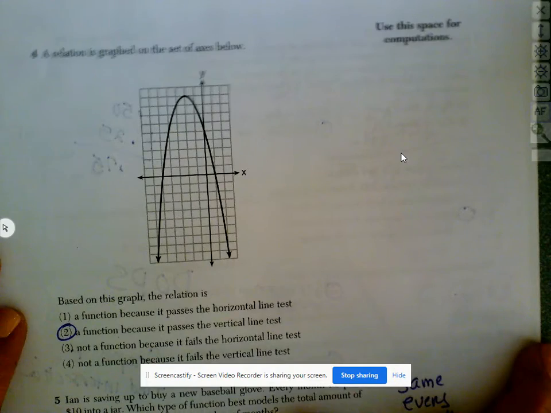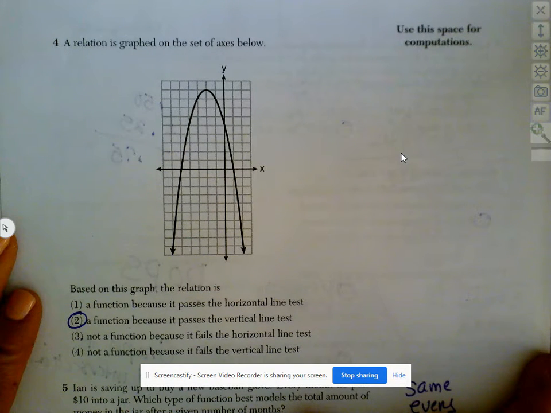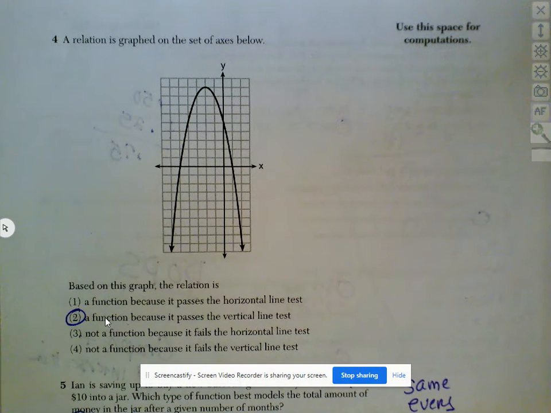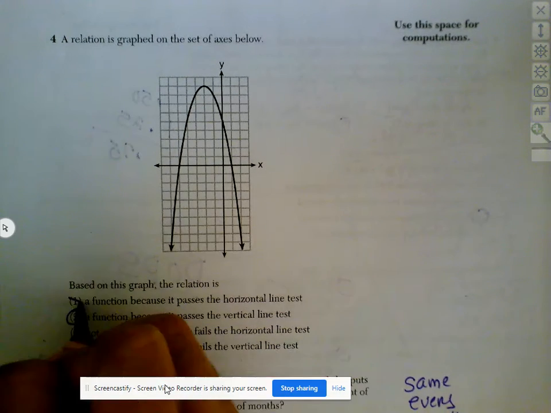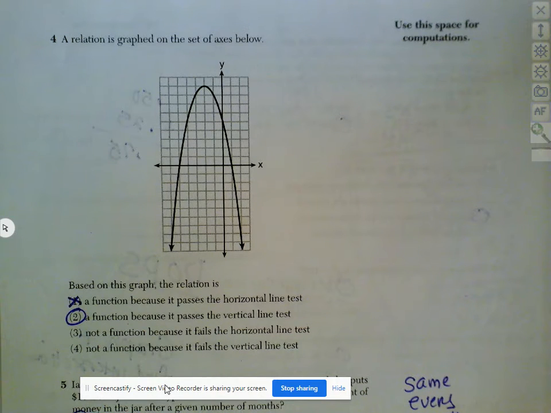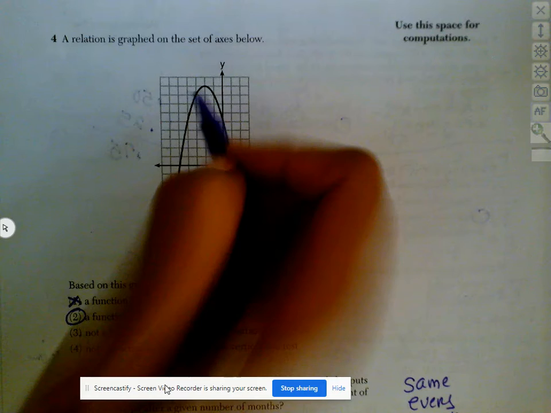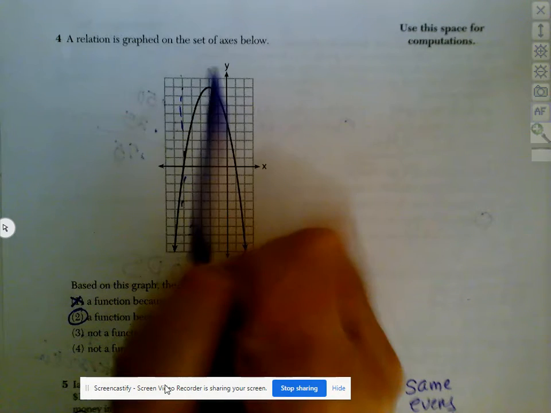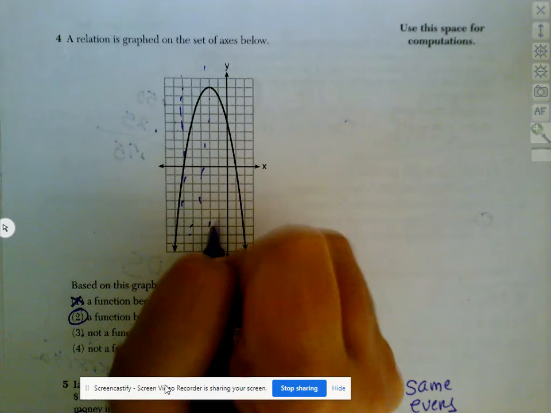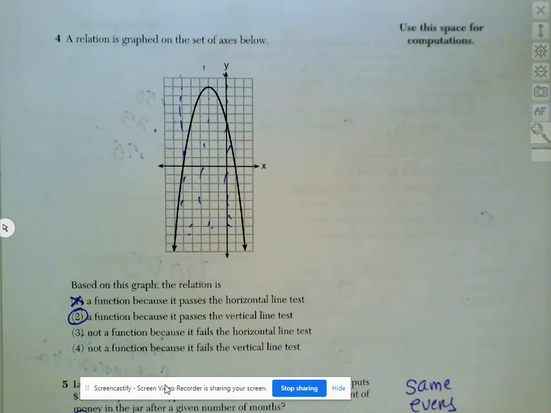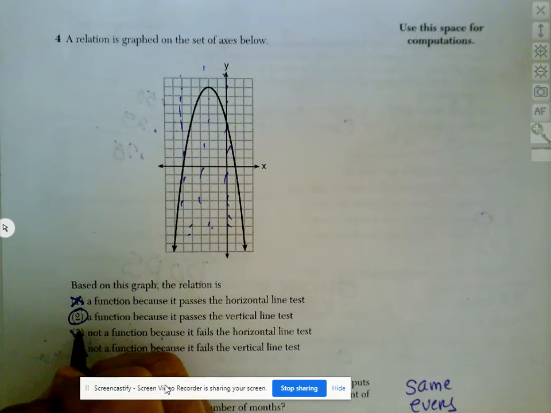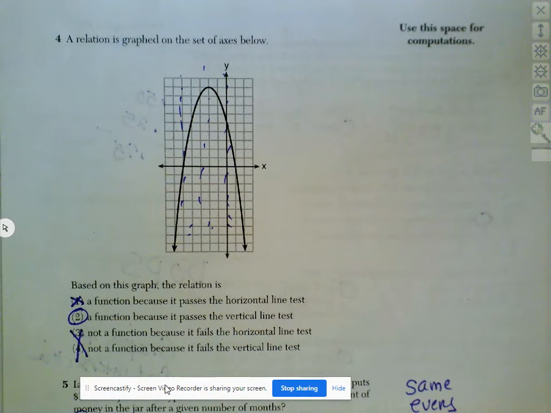Okay, number 4. It says a relation is graphed on the set of axes below. Based on the graph, the relation is a function because it passes a horizontal line test, that doesn't exist. It is a function because it passes the vertical line test. If we draw our vertical lines in, because we know we have a vertical line test, it does work, so choice 2 is the answer. And it's definitely not a function, or definitely a function, so 3 and 4 can be eliminated right away.